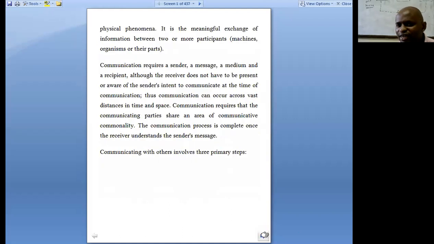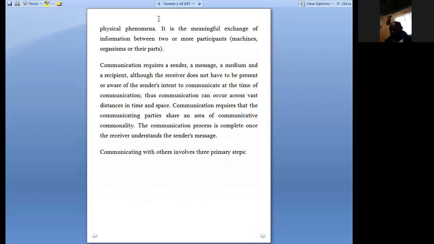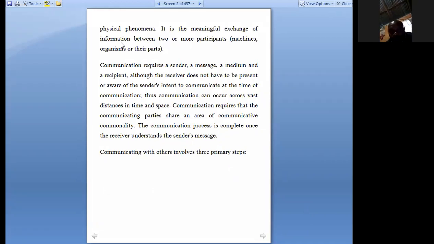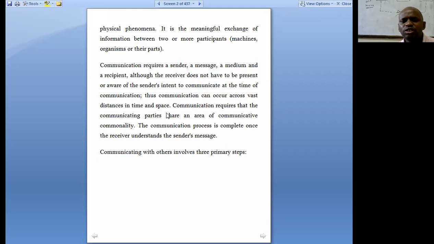So communication requires a sender, a message, a medium, and a recipient, although the receiver does not have to be present or aware of the sender's intention. So the receiver is not even supposed to know your intention as to why maybe you are writing the message or why you want to compose the message.